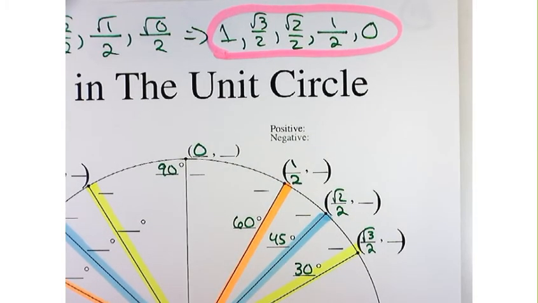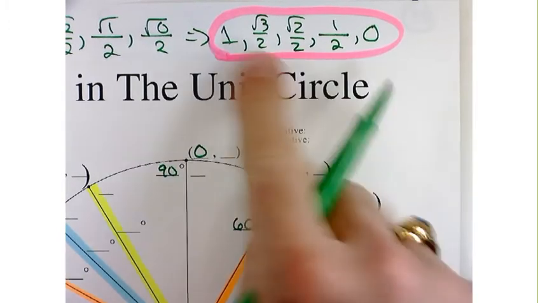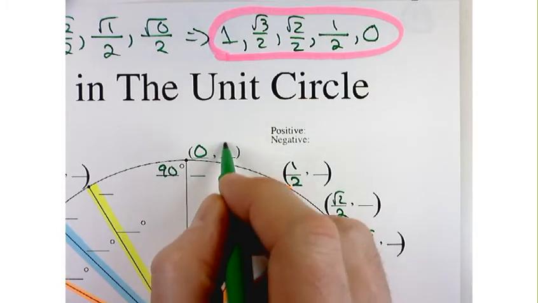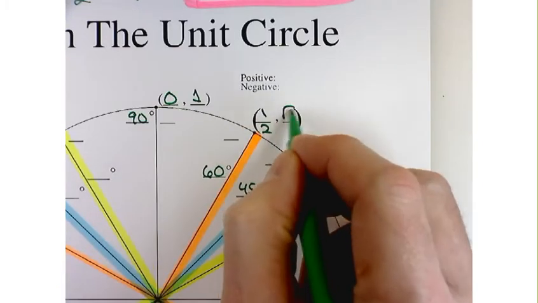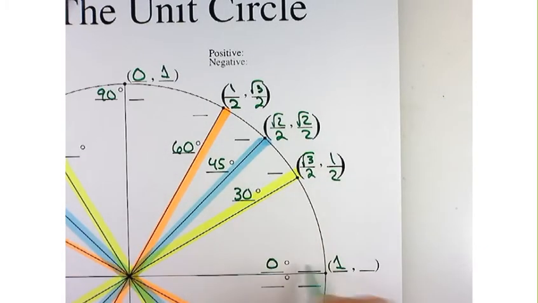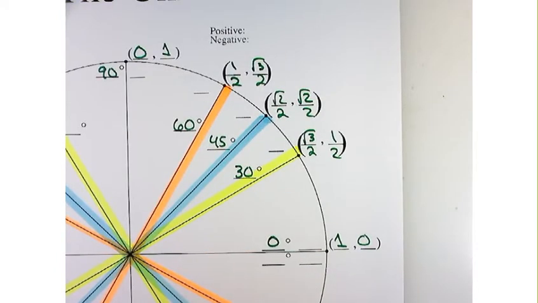Yay! Well, what about the y-coordinates? Well, guess what? Let's take these and run them back down. This is going to be a 1. This is going to be square root of 3 over 2, square root of 2 over 2, 1/2, and 0. Yay! So you've got the coordinates of your points in the first quadrant. Now there is a little bit more that we're going to add to this graph.